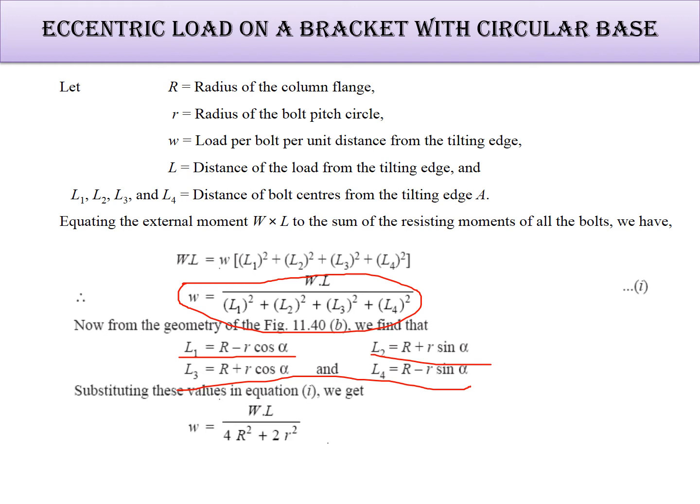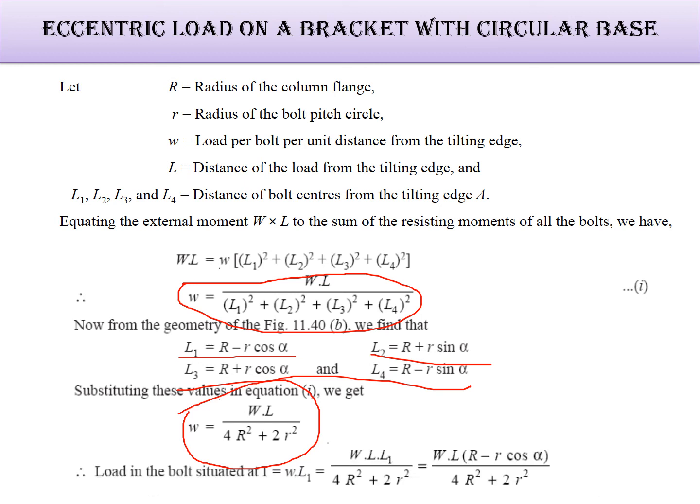Now substituting these values in the equations, that is the first equation which we have seen, what we get is small w is equal to W into L divided by 4 times (R square plus 2 times small r square). This is how we get the load per bolt.